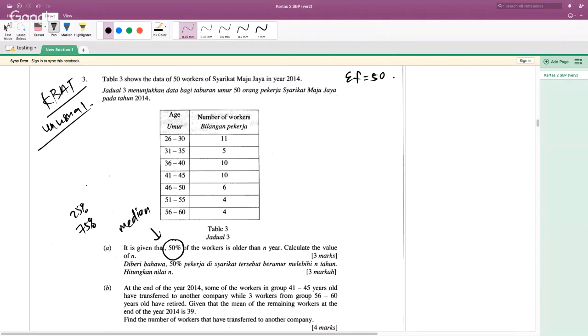Whenever you see 25%, it means lower quarter, Q1. Normally we'll call it Q1. And when you see the 75%, this one means upper quarter. And then in MF, basically we have the formula for all this. So over here, we will solve the median. So basically, the whole question is trying to say the median is equal to n.